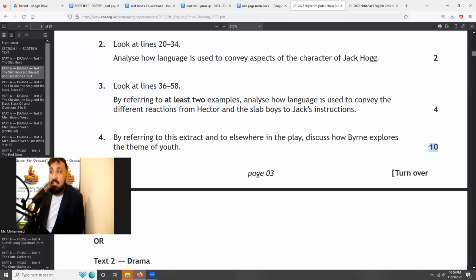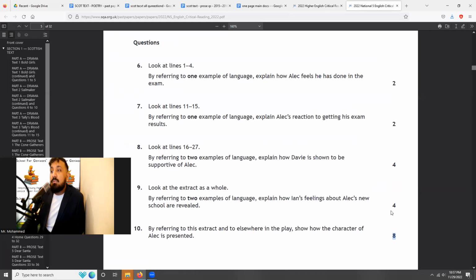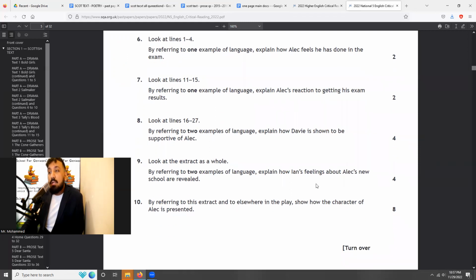It's called that because it tells you how many marks it is worth. So this is Higher, you see it's 10 marks. And at National 5, it's 8 marks. So the first half of the marks come from the questions on the extract, and the second half of the marks come from this final question, the 8-mark question at National 5 and the 10-mark question at Higher.